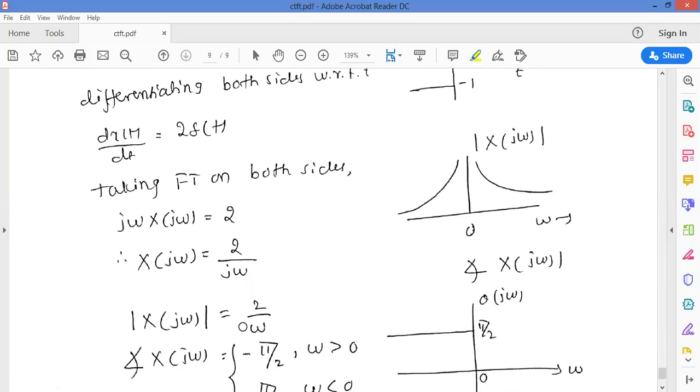Now, what is the magnitude? Magnitude is obtained by neglecting the j side. Therefore, I have 2 by omega. Now, the angle. Look here. I will write this one as minus 2j by omega. I'll take j upside, minus 2j by omega. When omega is more than 0, the denominator is positive. What is the angle? It will become minus j. Minus j means minus pi by 2.